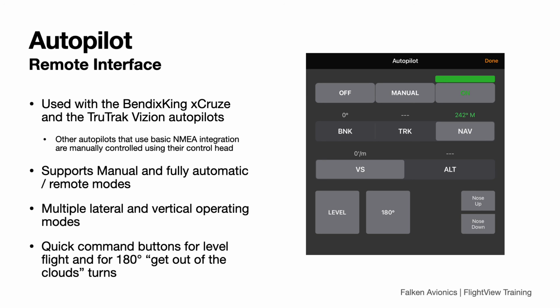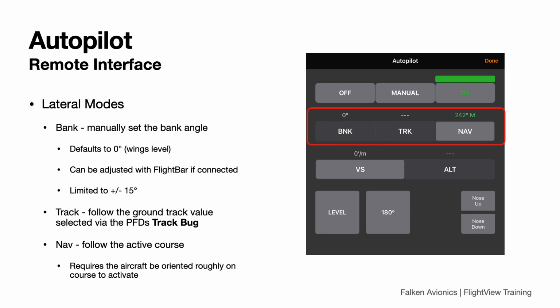The screen is where you control the modes, the system mode, the lateral mode, the vertical mode. It's also where you can access the level and 180 shortcut buttons. The lateral modes are bank, track, and nav. In bank mode, the system normally just flies level. If you have the flight bar connected, you can adjust this value, but it will return to 0 automatically the next time bank is invoked. Bank is also the default mode. It's basically just a wing leveler.